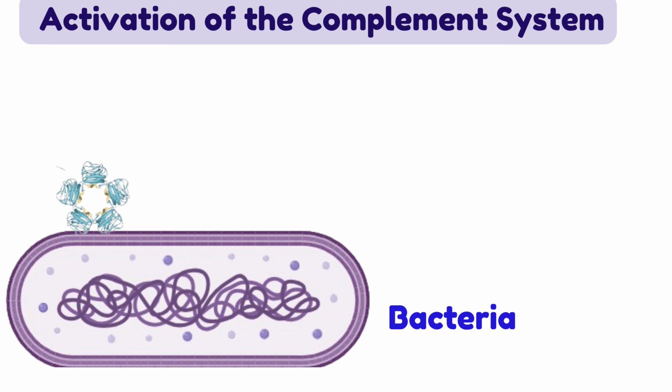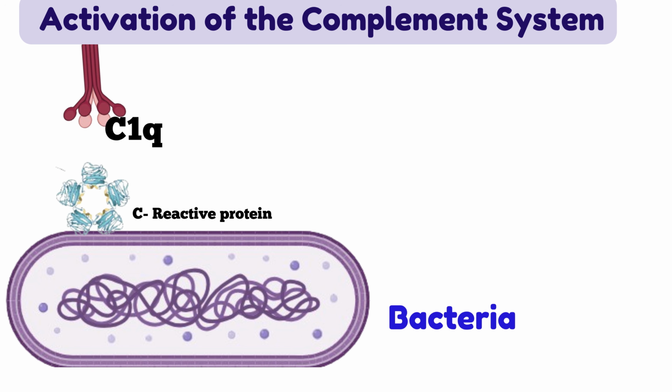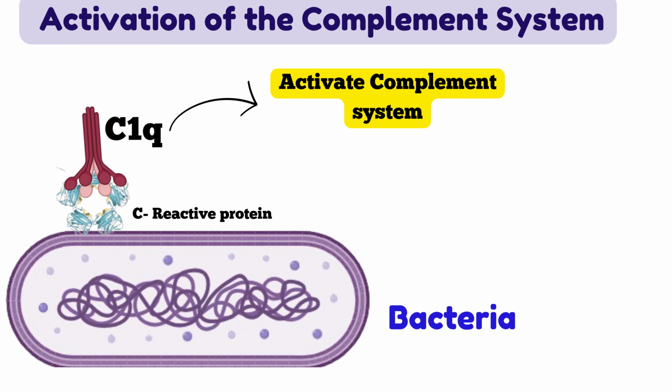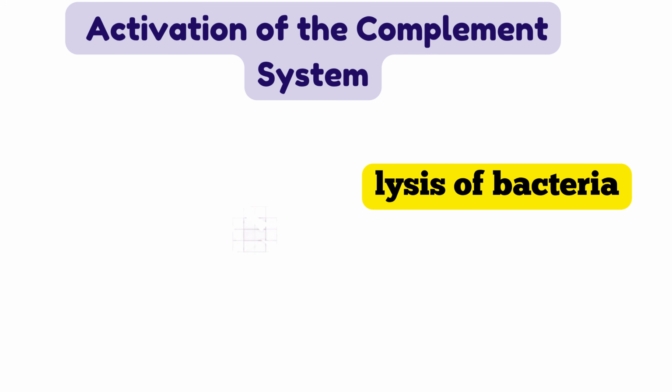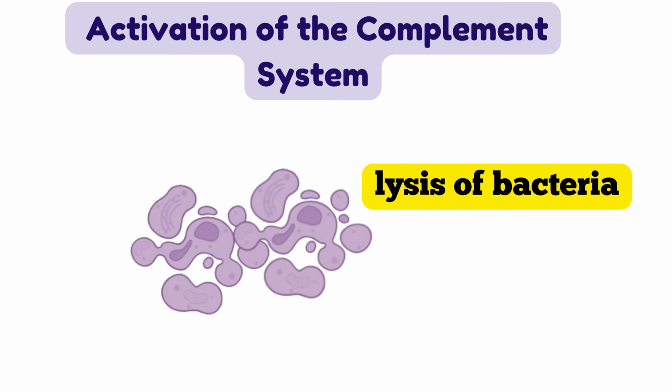Now, once the CRP binds to the bacterial cell wall where phosphocholine is present, this binding activates a complement protein called C1q. Now, this C1q activates other complement proteins and they together form a complex called the membrane attack complex. And this membrane attack complex sticks to the surface of the bacteria and kills the bacteria by making holes in the cell wall. So in this way, CRP helps in killing bacteria through the complement system.